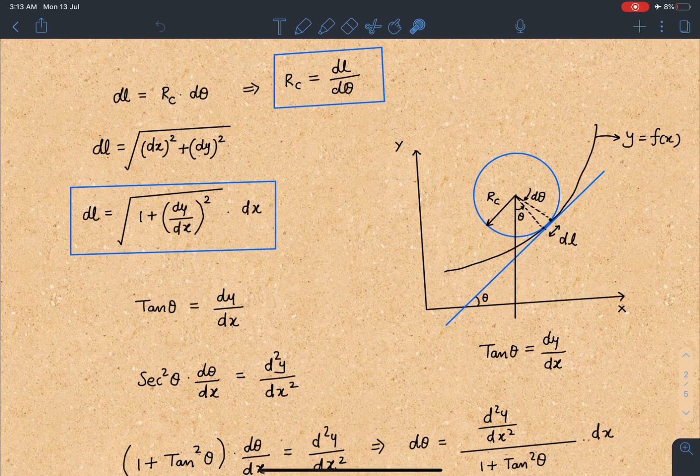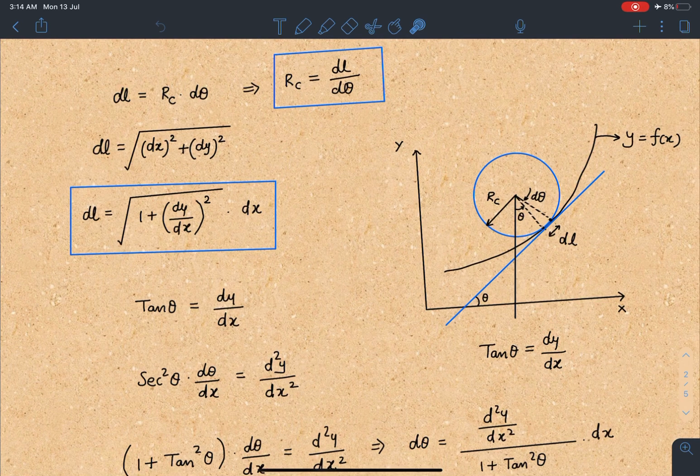Here, on that arc which I have taken, I'm drawing a tangent at that very small point. I'm taking it as a part of a straight line, so that will become the tangent also. If the angle made by the tangent with the x-axis is theta, then tan theta is dy by dx by the definition of slope, which is also called the gradient.